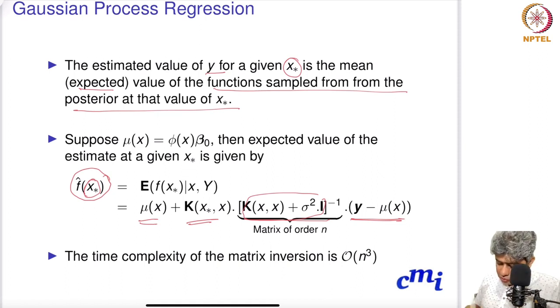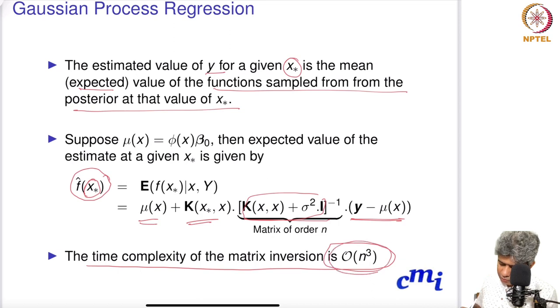And as you run this solution, the time complexity of the matrix inversion is order of n cubed. So that means if your sample size increases, the implementation of this solution is extremely difficult. So this is almost impossible to implement for a very large data set.